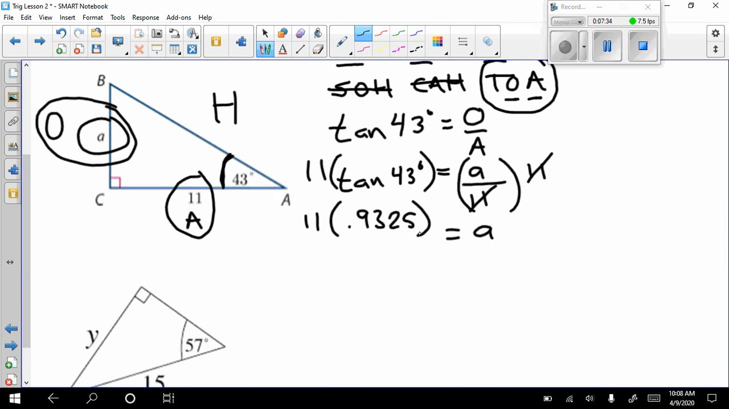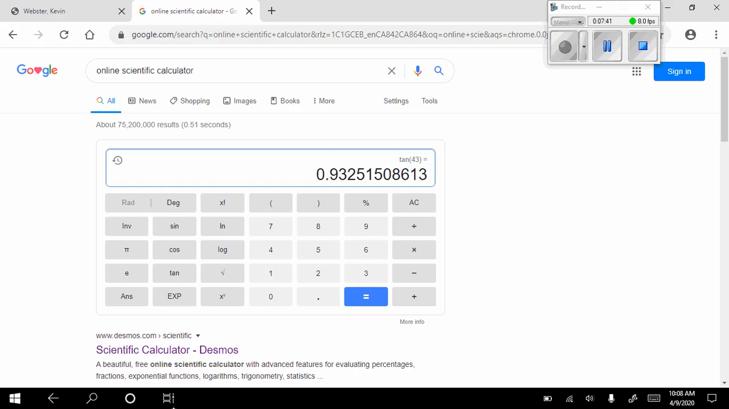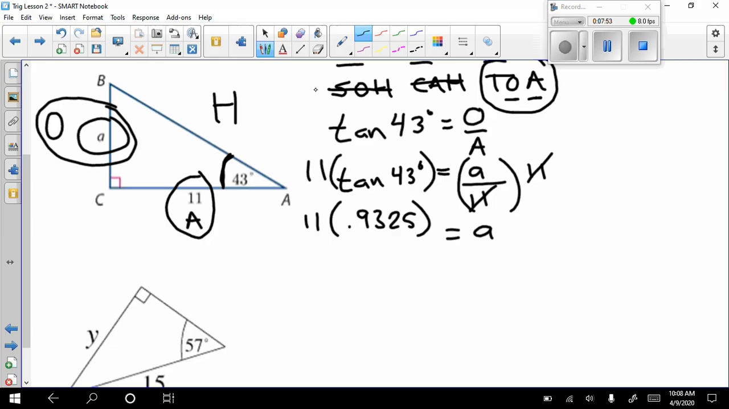Okay, so let me go back, and I'm going to go 11 times 0.9325. And now I go to my calculator and I type that in. Here we go. I've already got the 0.9325 there, so I'm just going to go times 11 equals, and I get 10.257. Okay, so my A is equal to 10.257. I'll round that up to 10.26.